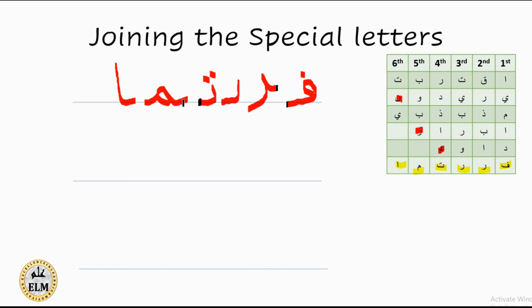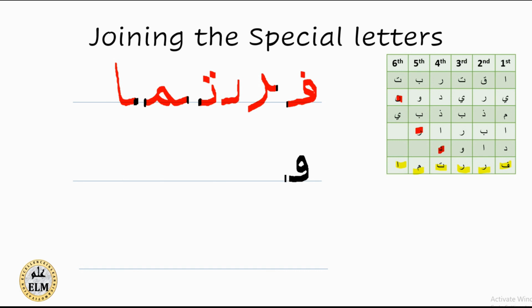Now mim joins on both sides. Mim joins on the right because it's not a special letter, and on the left, so these are the two joining points of mim. Alif is the special letter, but what we know about special letters is that they do join with the letters before them, the letters on their right, they do join. So this is the joining point of alif. Let's copy them here and bring the joining points in one line.